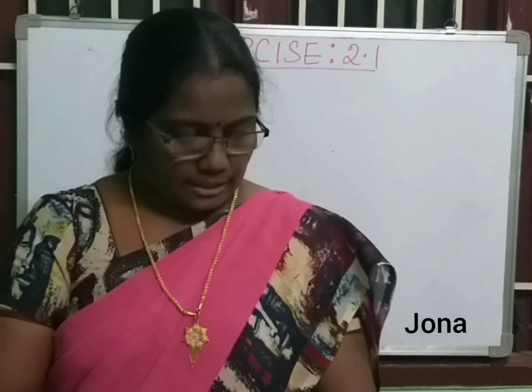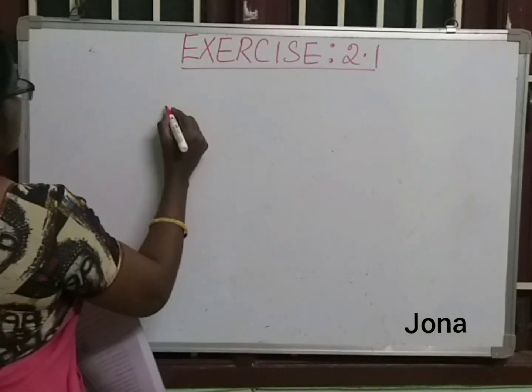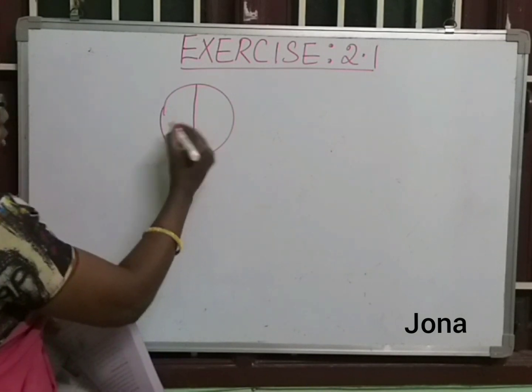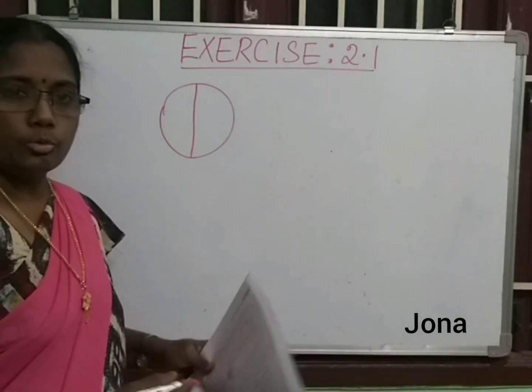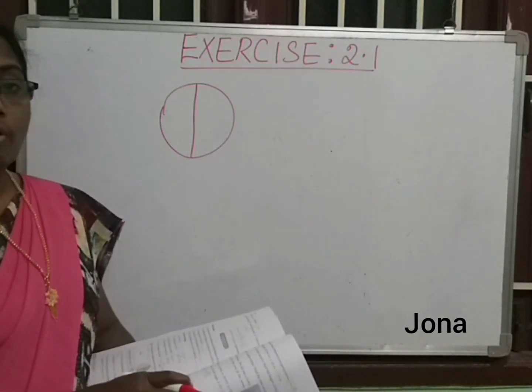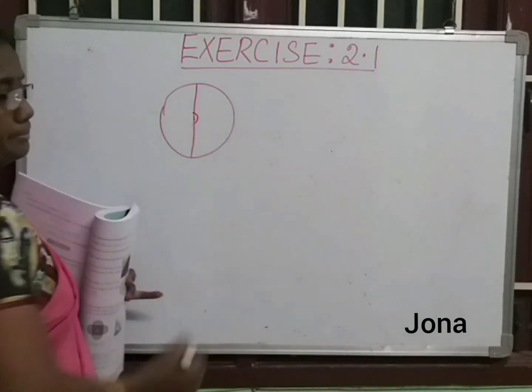Exercise 2.1. In that exercise, look at the third problem. Here the sectors are given, and we want to find the center angle of the sector. Look at the first problem. Here we have a circle like this. Here it is split into two semicircles. We have two half circles, that is, the semicircles. Here we want to find the center angle of this portion.